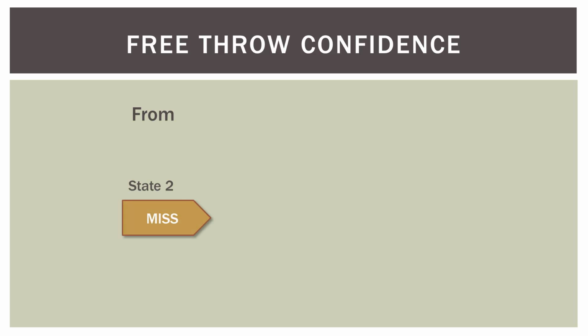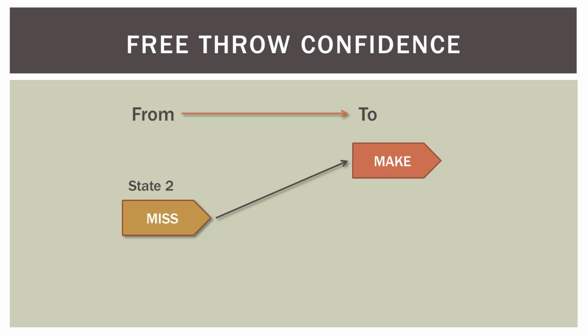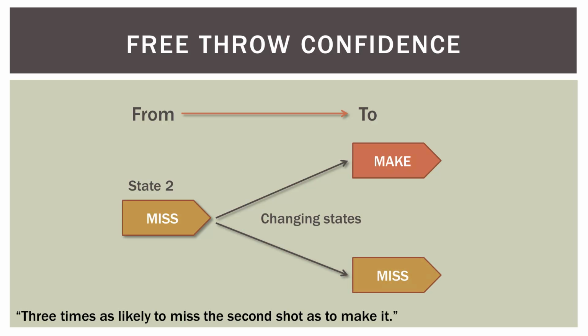Now we could also miss the first shot. So if we miss the first shot, we could make the second one or miss the second one. Now it said 3 times as likely to miss the second as to make it. If you miss the first time, I guess it kind of gets in your head and you lose your confidence. So 3 times as likely to miss as to make. So we say 3x and x.